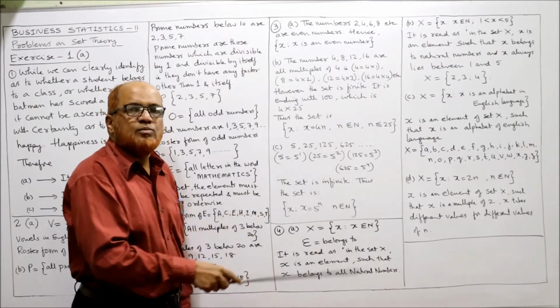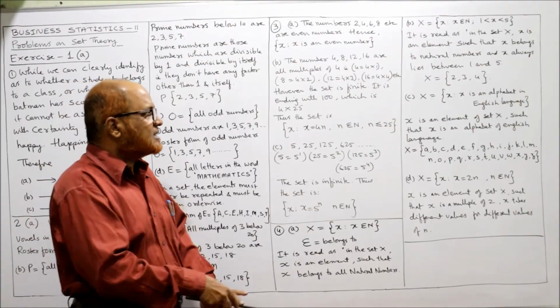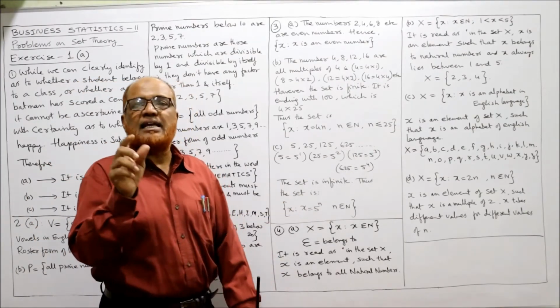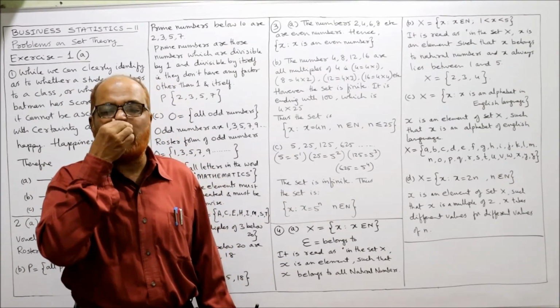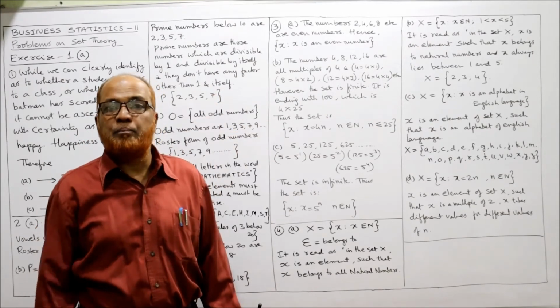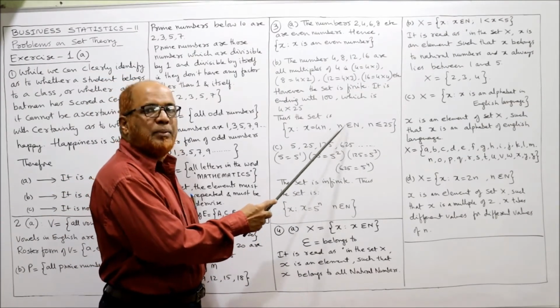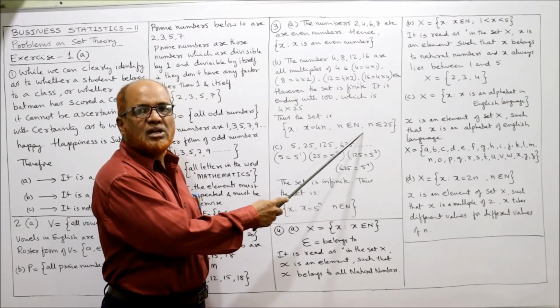Small n belongs to natural numbers. Capital N is a symbol for natural numbers, and natural numbers are 1, 2, 3, 4 up to infinity, the positive numbers. So here this n belongs to natural numbers: 1, 2, 3, 4.